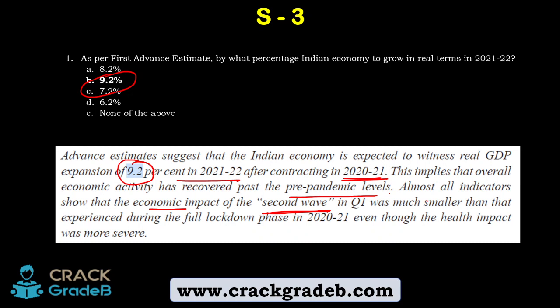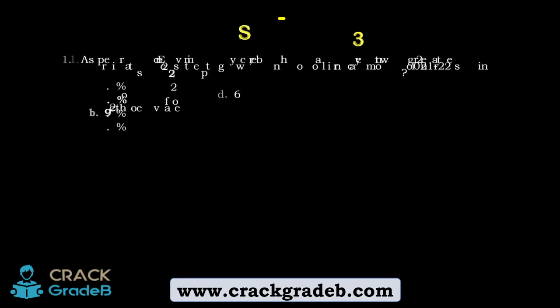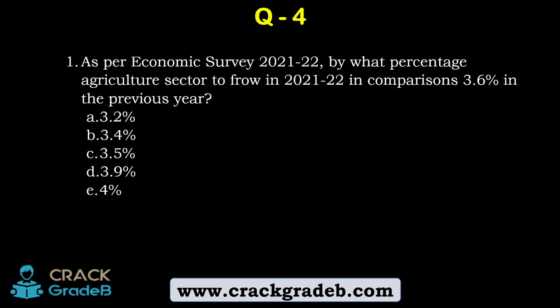So quarter one had seen the lockdown. Quarter two and the first wave have seen the lockdown. The second and the third wave eventually have not seen such harsh measures. With this, let's move to question number 4.